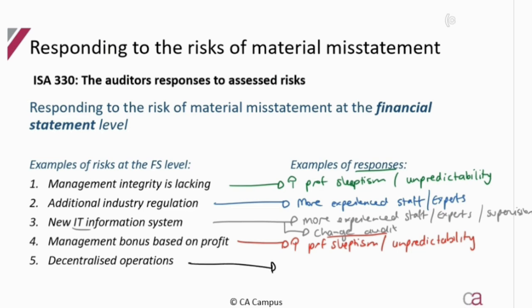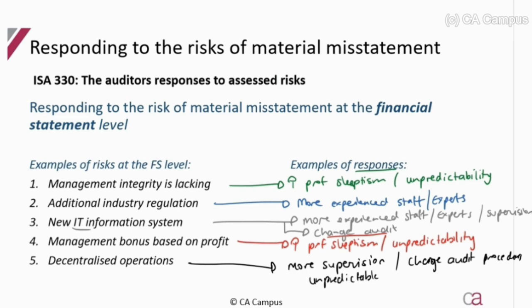If they have decentralized operations, more branches, so I'm going to get more supervision. Or I'm going to change my audit procedures so that I am a little bit more unpredictable in where I go and test. So they can't get used to me only testing the warehouse with most of their inventory, because they could be doing dodgy things in the other warehouses. Okay, so it's decentralized operation, more supervision, more staff even, just to make sure I can test more and see the controls are working all over.